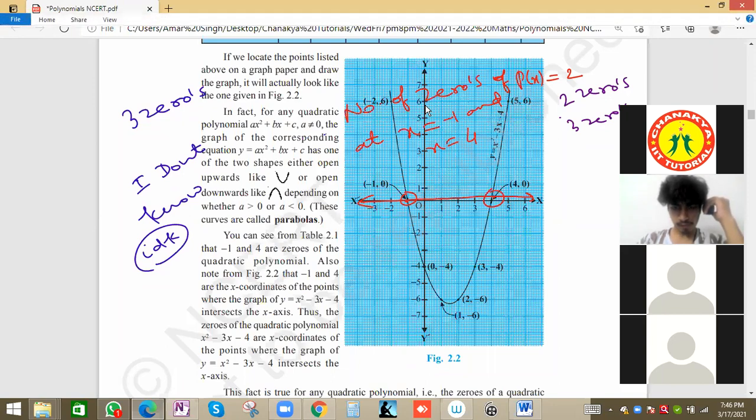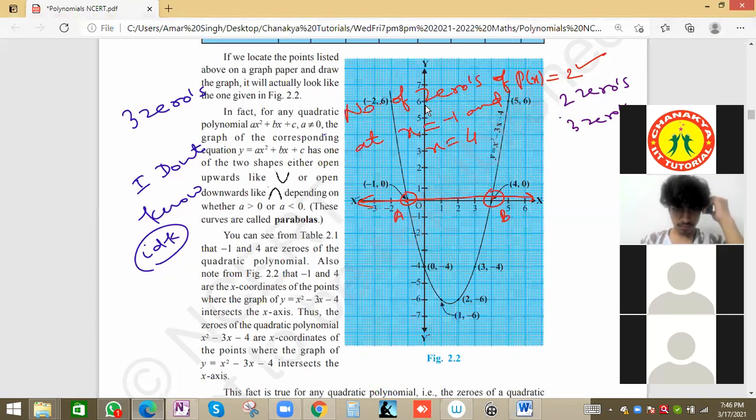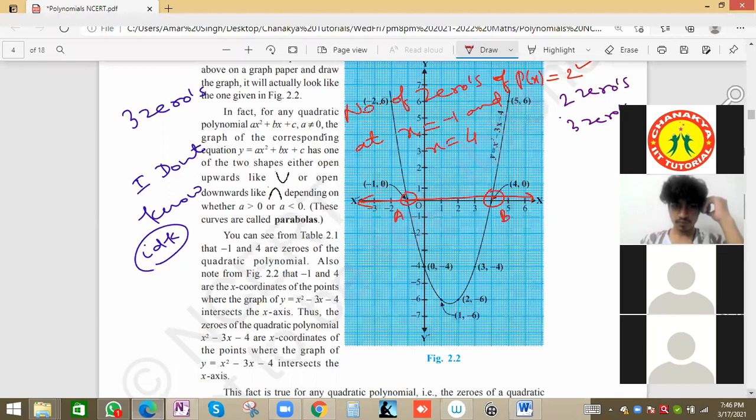Suppose this point is A and this point is B. A will be (-1, 0) and B will be (4, 0). Finally we can conclude the number of zeros of this polynomial p(x) will be 2, because at two positions it is cutting the x-axis, where y is 0. That is the main reason: y is p(x), and we have to make it 0. The values are x equal to -1 and x equal to 4. Now we'll see the next question.